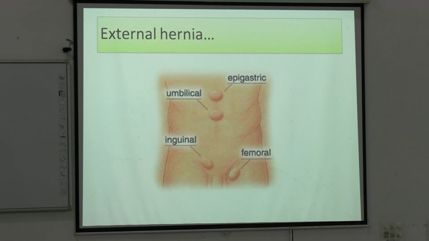You try to ask routinely whether there is any swelling here. When you are palpating, see if there is a swelling coming out, and whether it goes back inside. If the patient says it goes inside when lying down, then think that it is an epigastric hernia. Umbilical hernia, of course, is visible. You can see inguinal hernia, and femoral hernia is also visible.